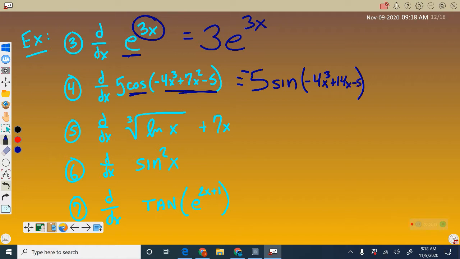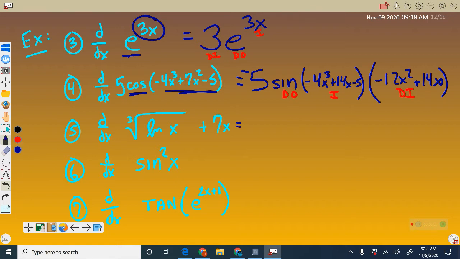And now multiply by the derivative of the inside: negative 12x squared plus 14x. And there's your answer. You can keep it just like that. So, just to show it again, this is your derivative of the outside. Keep the inside the same. Times the derivative of the inside. This is your derivative of the outside. Keep the inside the same. Times the derivative of the inside.